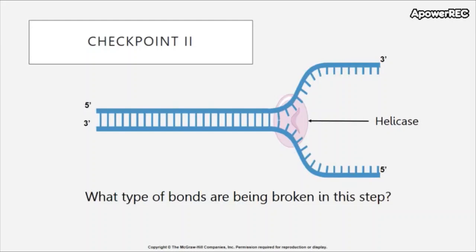Checkpoint 2. What type of bonds are being broken in this step?